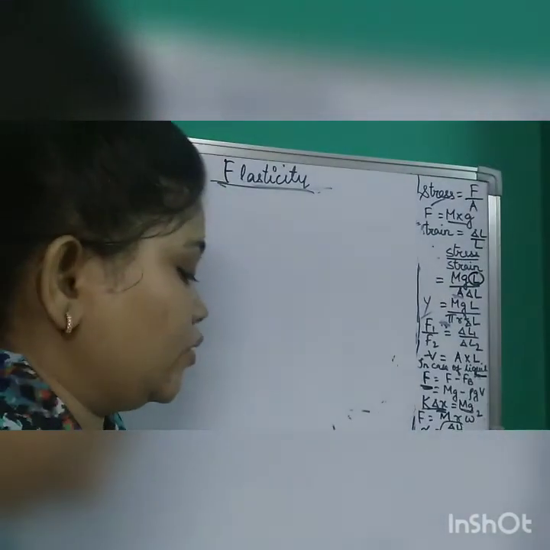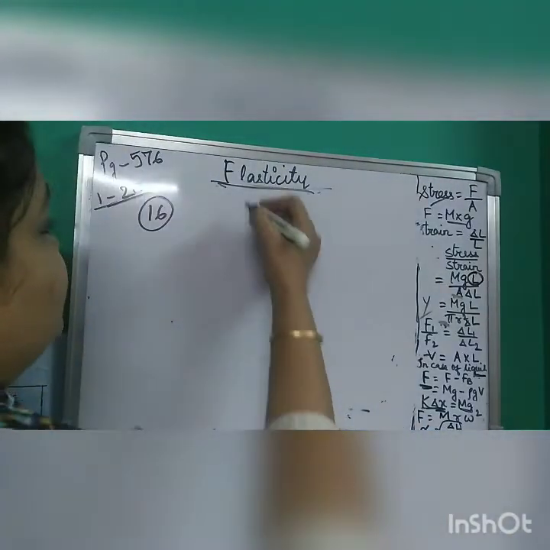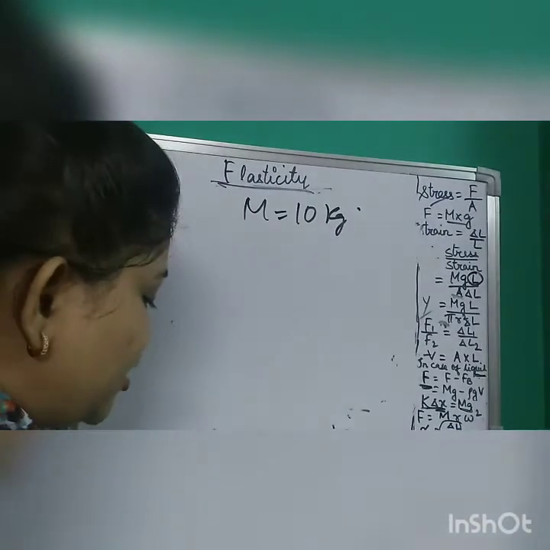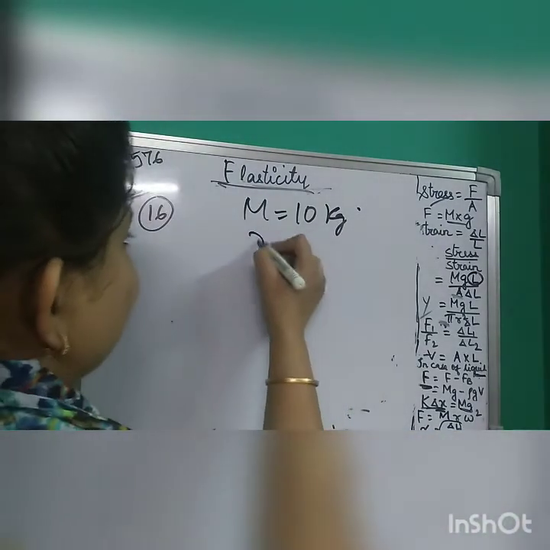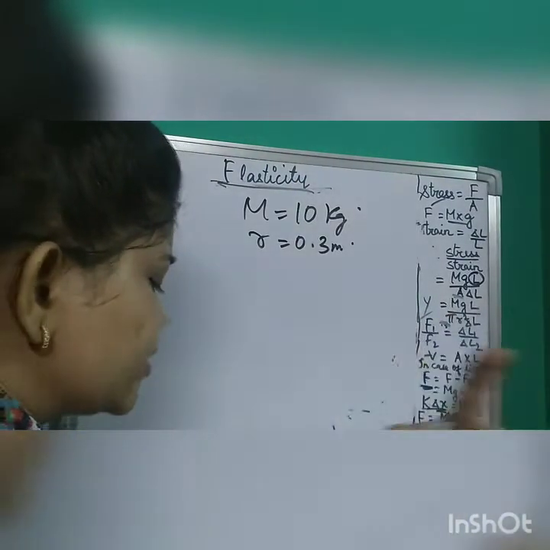Now, coming to sum number 16. A body of 10 kg, that means mass is 10 kg, tied at one end of a 0.3 meter wire, that means R is 0.3 meter, is rotated in a horizontal circle.